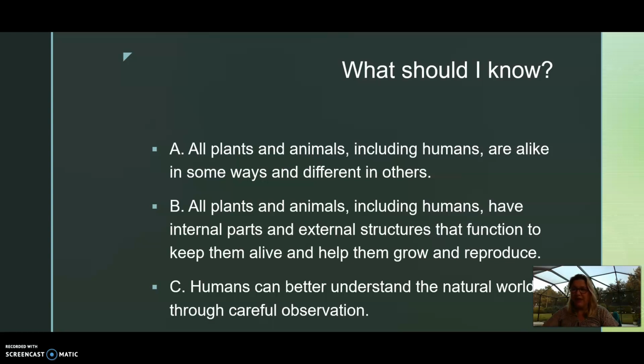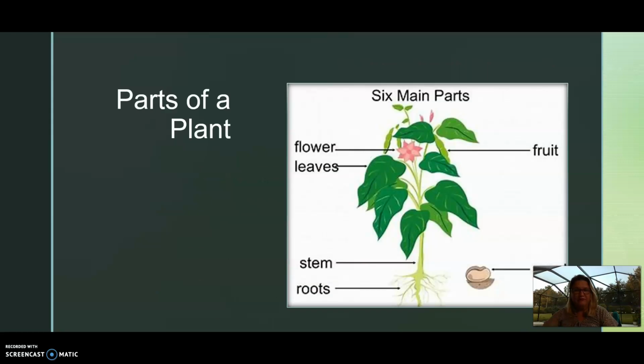One of the things we would like to examine a little bit closer are the parts of a plant before we move forward. There are 6 main parts to a plant. There's a flower. The flower of a plant has many parts.